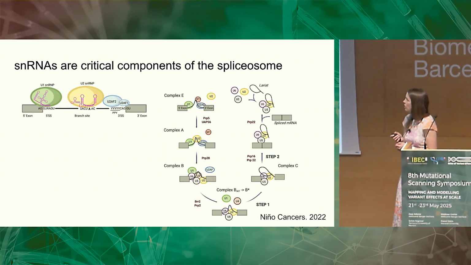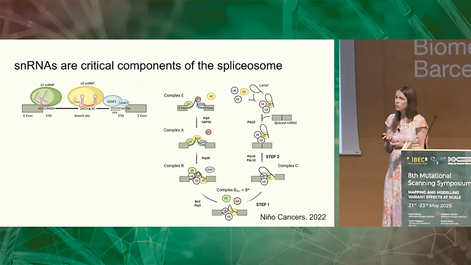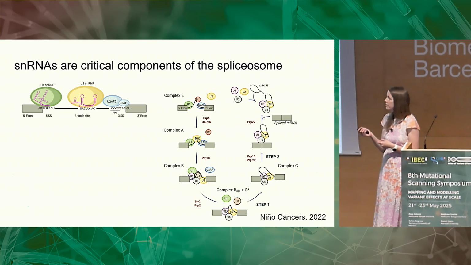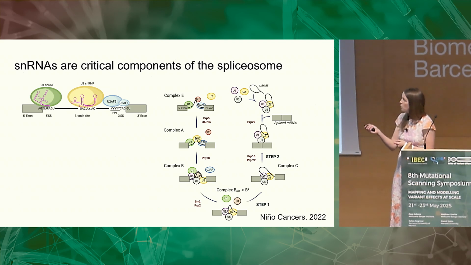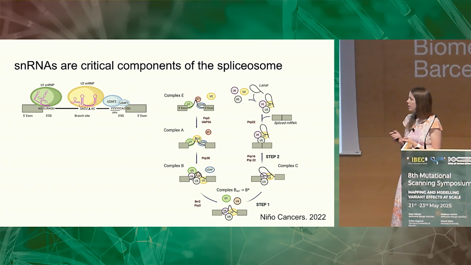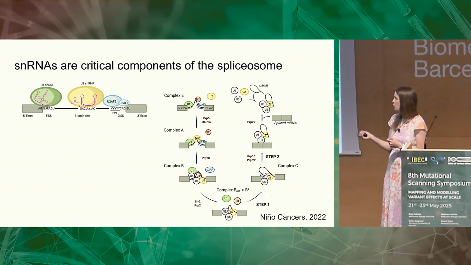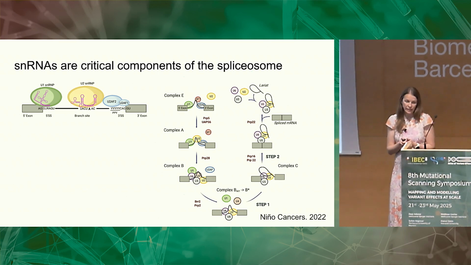These small nuclear RNAs are critical to every part of this splicing process. They have names like U1 and U2, where U1 recognizes the 5' splice site, U2 recognizes the branch point, and together they recruit the so-called tri-snRNP complex of U4, U5, and U6. These together catalyze that splicing reaction.